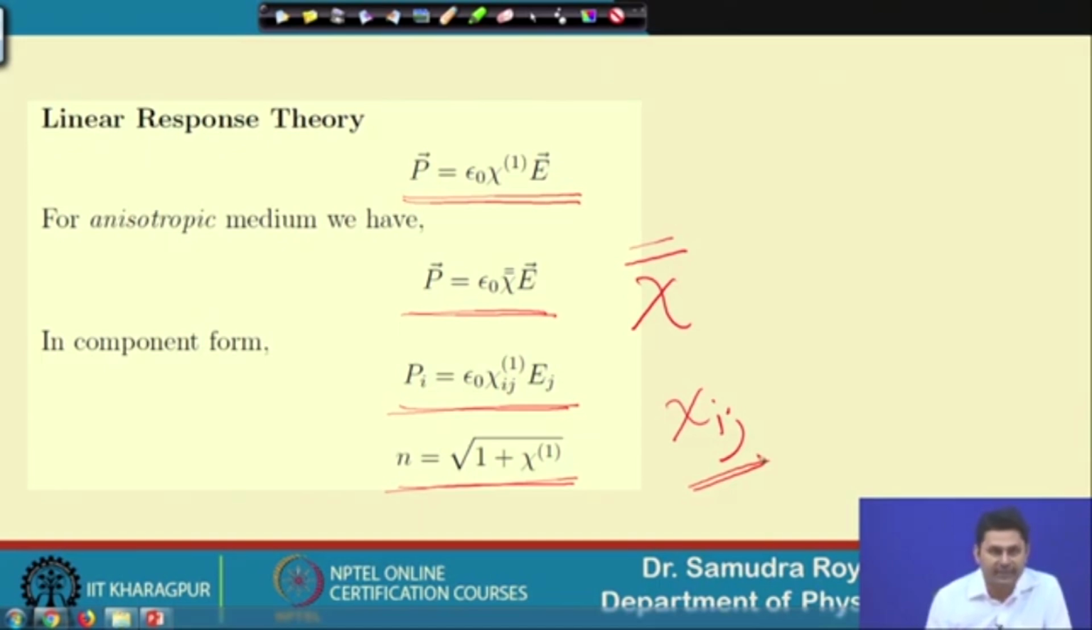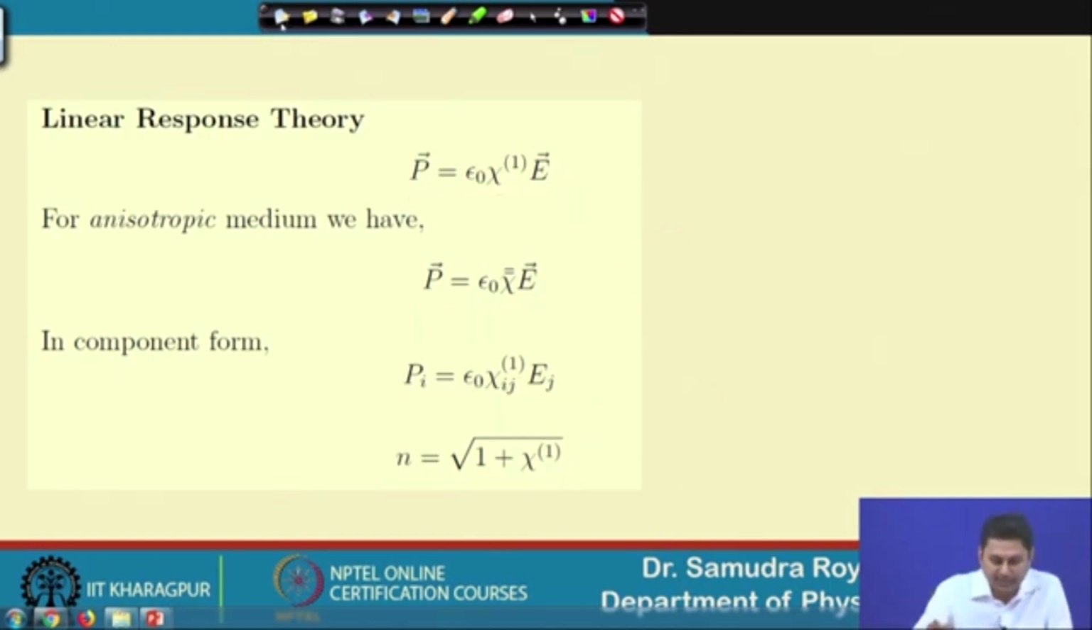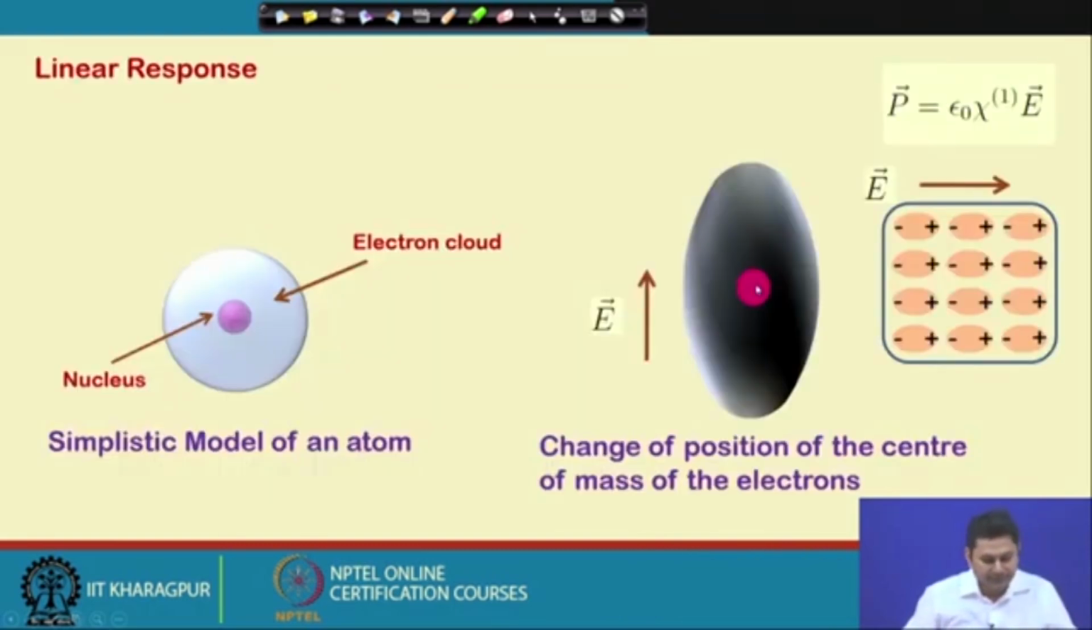But here the linear response means, we will learn this in the next class. Linear response means, so just let me show you this figure. So, this is a system where we have a nucleus, and it is surrounded by an electron cloud. What happens is, I am launching an electric field here.